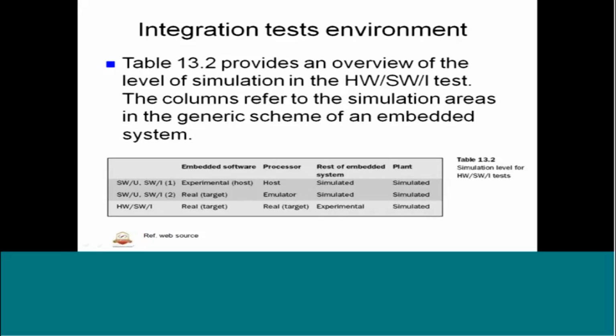The second one will have an emulator, because we are using the real target, and we need to simulate the embedded system itself completely with the help of this emulator. And the last one we have the real target, and the processor is the real target. There is no emulation of the target processor. That is how we are going to have the layers of simulation level in terms of integration testing. So this table provides an overview of the level of simulation in the hardware software integration test. The columns refer to the simulation areas in the generic scheme of an embedded system.